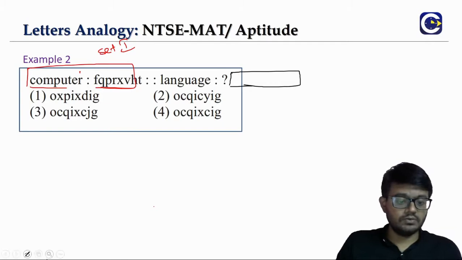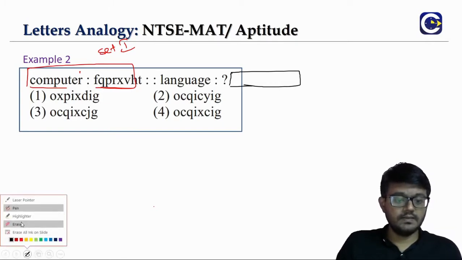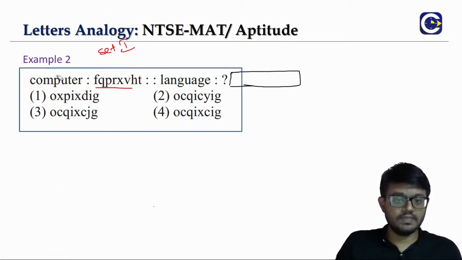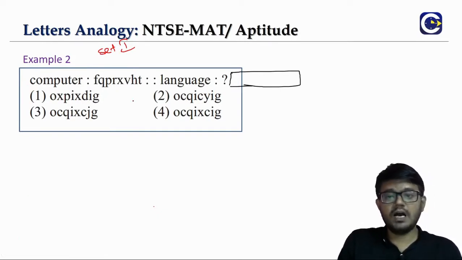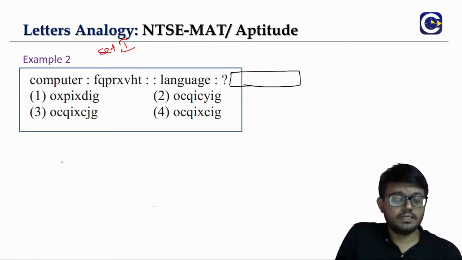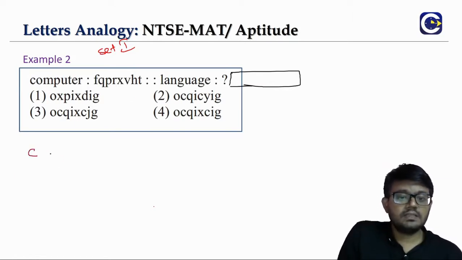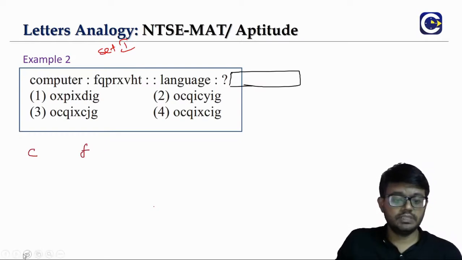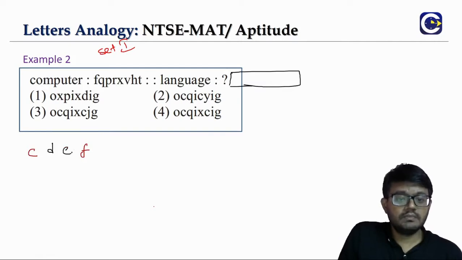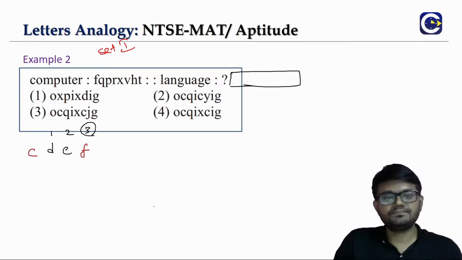So we have to find out what is the relation between the sequence of letters in computer and the other sequence, FQP RXVHT. So let us look at it. C is matched to F, means what? C, then what will come? D will come, E will come. So 1, 2, third letter after C.